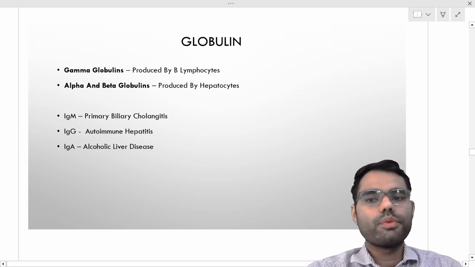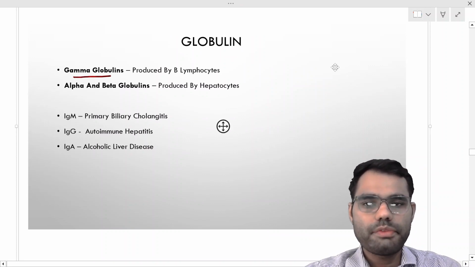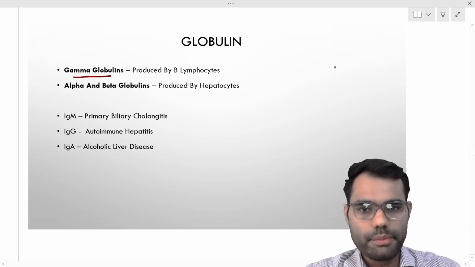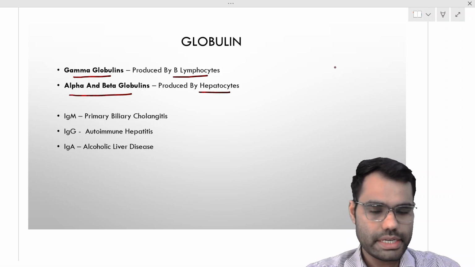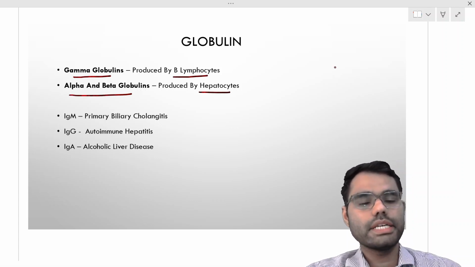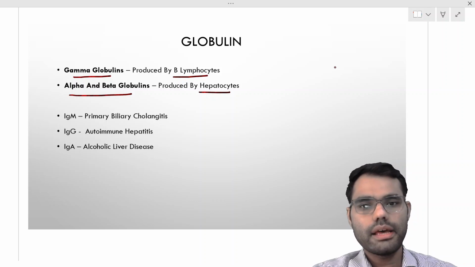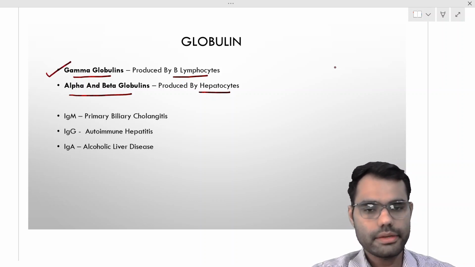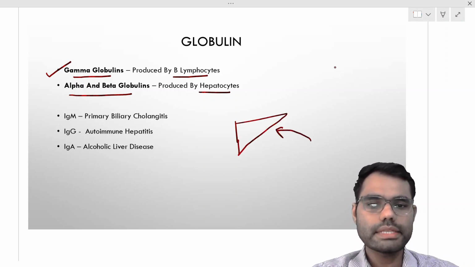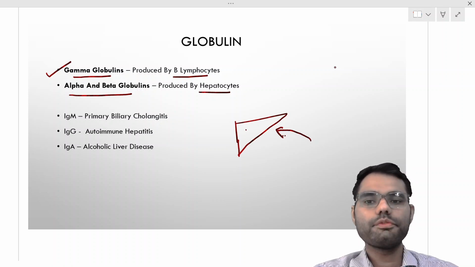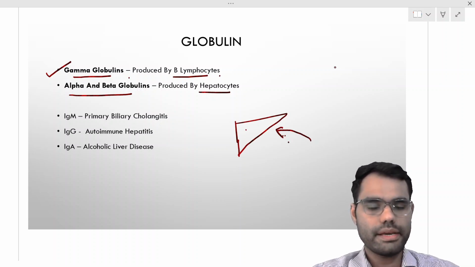So there are two types of globulins. Gamma globulins, which play a role in immunity, are produced by B lymphocytes, and alpha and beta globulins, which are produced by hepatocytes. But in patients of chronic liver disease or cirrhosis, gamma globulins are elevated because there is translocation of gut bacteria in the liver, which is normally cleared in a normal liver, but in cirrhotic liver this is not able to clear these gut bacteria, and therefore B lymphocytes produce globulins against these bacteria, right?